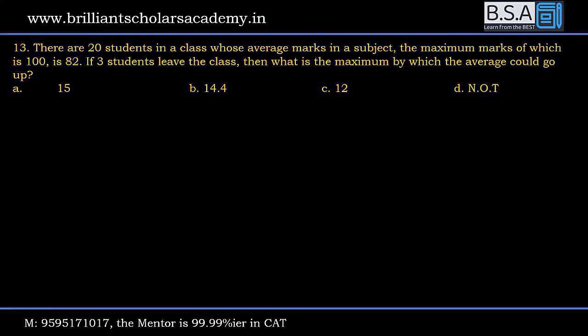So basically the question is, 3 students are going to leave, and because 3 students are going to leave, how much gain can there be for other students? How much can they gain? The remaining students can gain. Let me highlight a few things first.